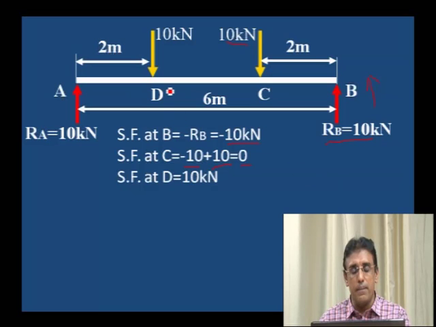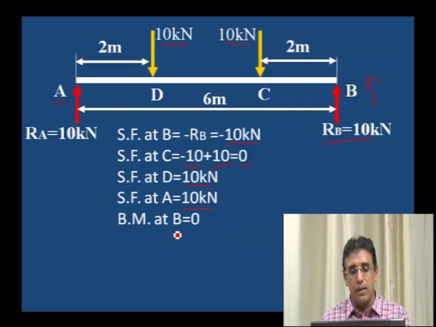Shear force at D: previous value 0 plus 10 kilonewton acting downward, plus 10. Therefore, shear force at D is equal to 10. From D to A, no load is added. Therefore, shear force at A is equal to the previous value, 10 kilonewton. Therefore, shear force is constant from D to A. Shear force is constant from B to C. From C to D, shear force is 0.